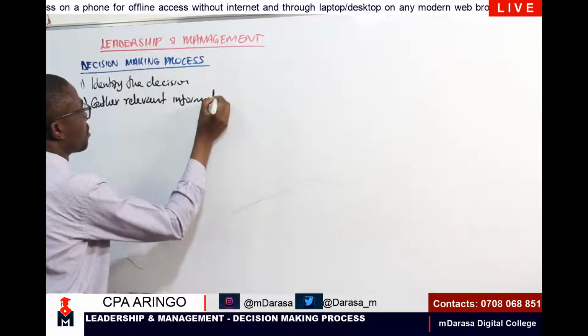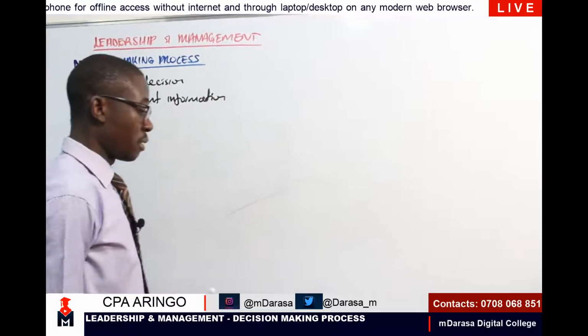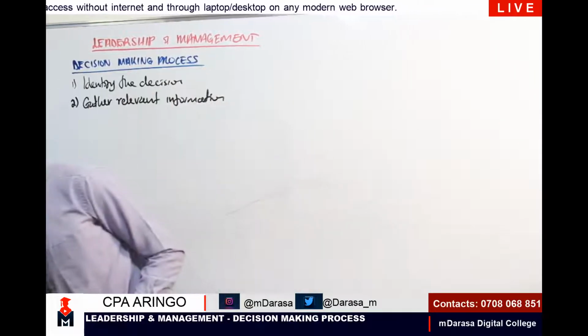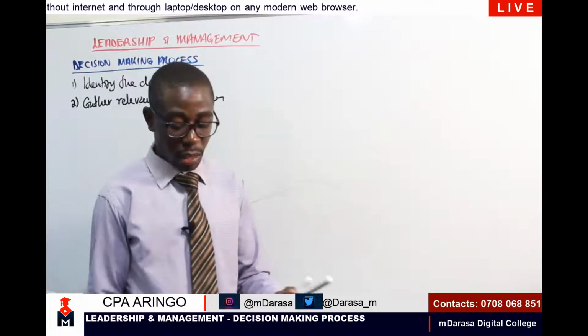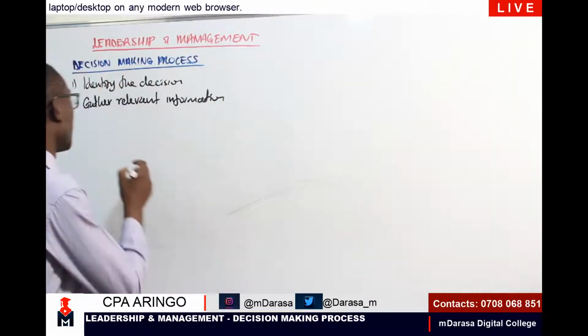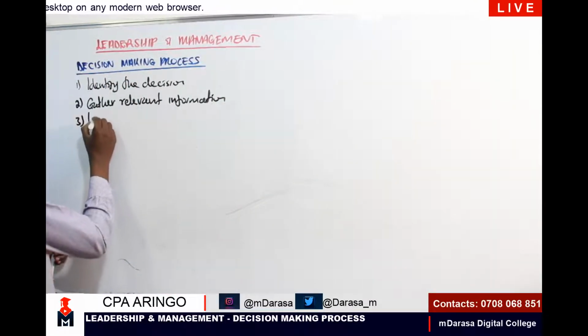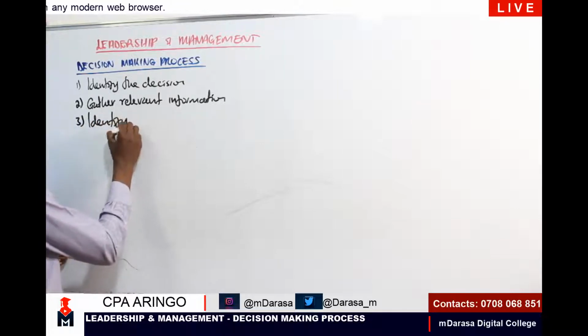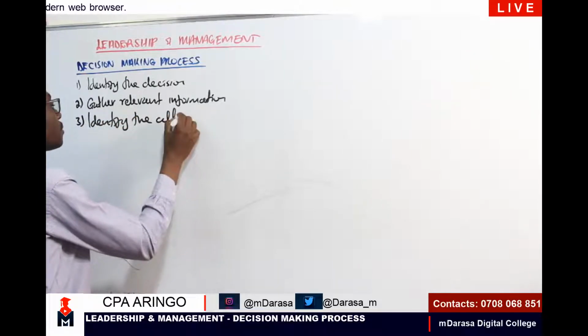Of course, I'm going to explain this also from a business perspective. Then after I've gathered all the information I require, the other step will be to identify the alternatives. I need to identify the alternatives.